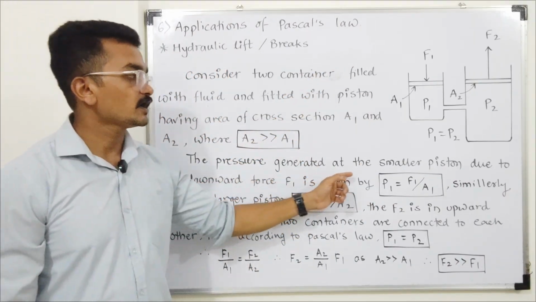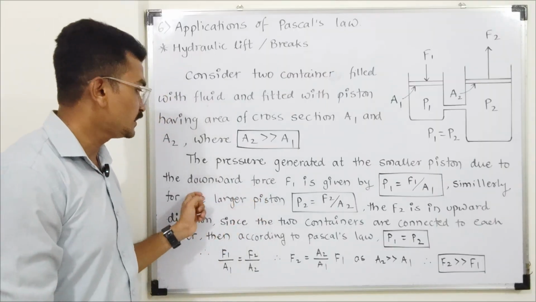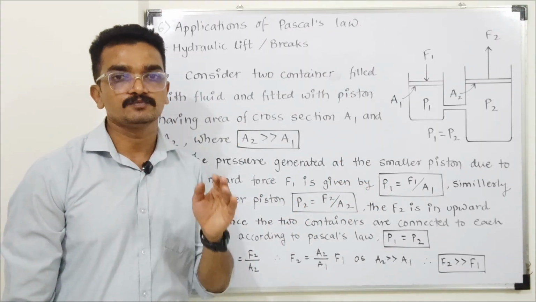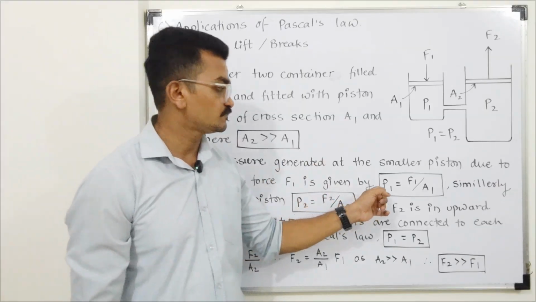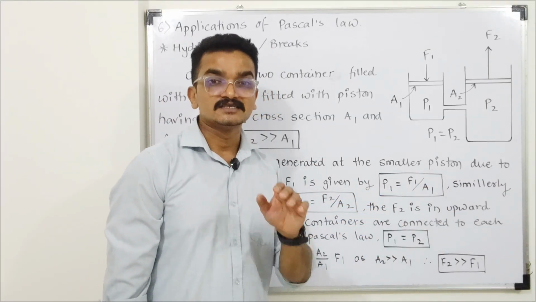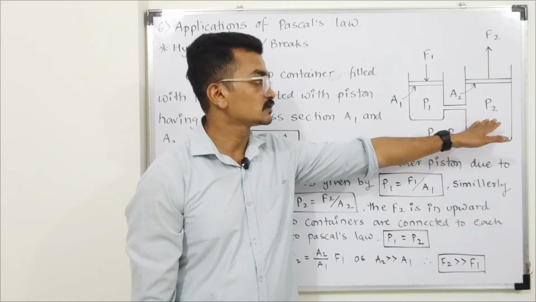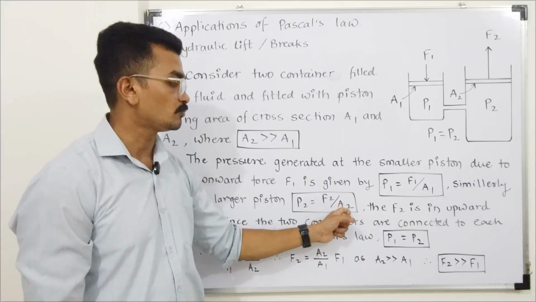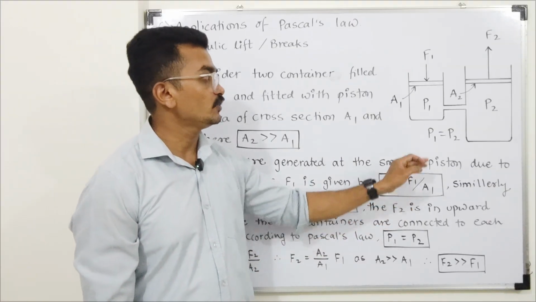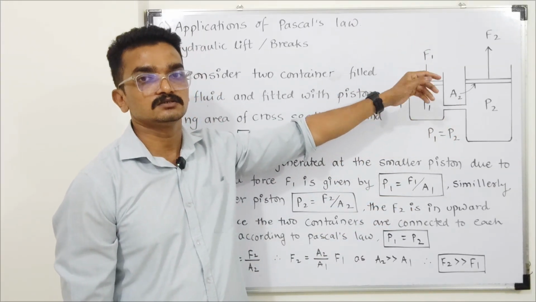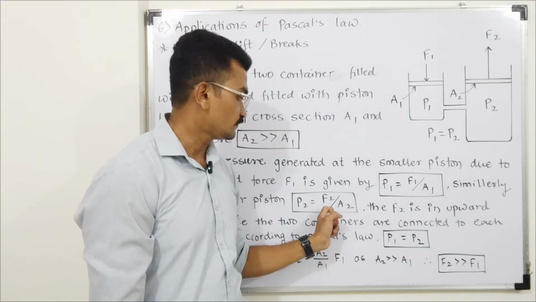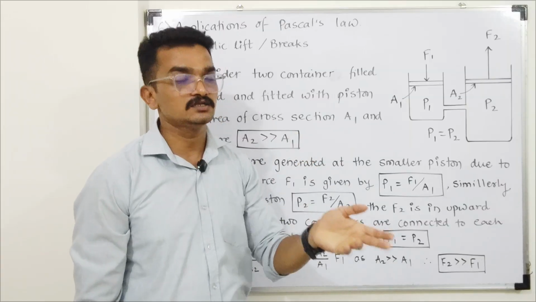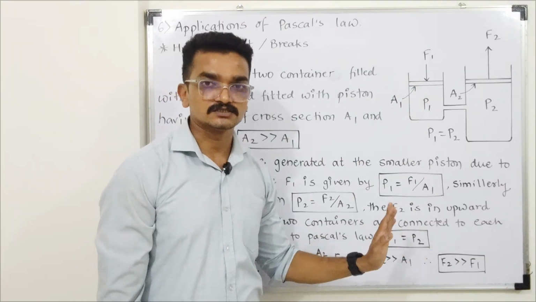The pressure generated at the smaller piston due to the downward force F1 is given by simply the formula for the pressure, P is equals to F upon A. In this case, P1 is equals to F1 upon A1. A similar formula can be written for the other container having pressure P2, and it is given by P2 is equals to F2 upon A2. Only the difference is F1 is in the downward direction and it is smaller, and F2 is in the upward direction and it is larger. Why F2 is larger and why F1 is smaller, we will discuss that later.